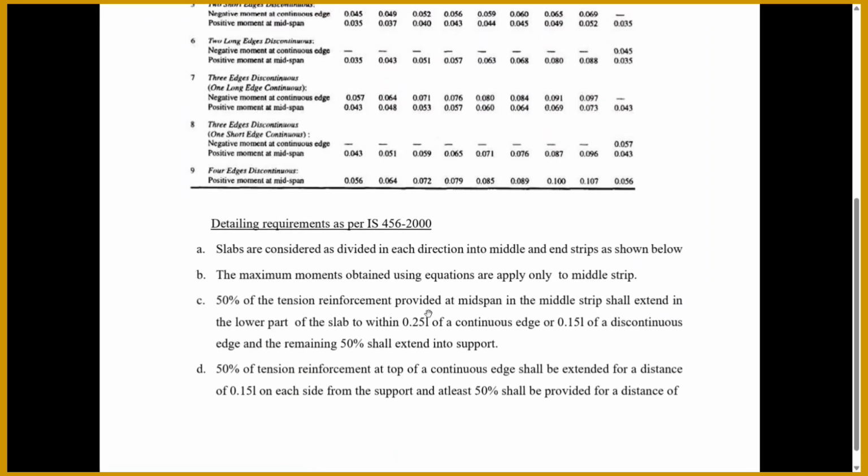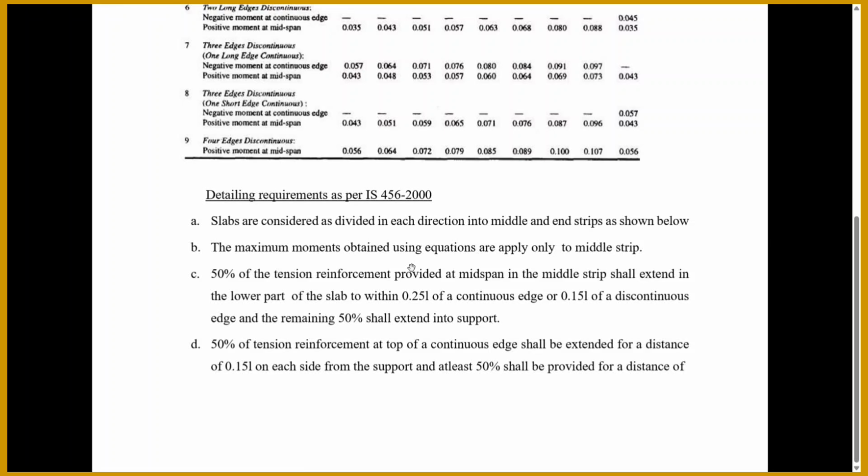This is the detailing requirement as per IS 456. For that, the slab is considered and divided in each direction into the middle and the end strip, as shown below. We will see after that. The maximum moment obtained using the equation is applied only on the mid strip, and 50% of the tension reinforcement provided in the middle strip extends to the lower and within 0.25 L of the continuous edges, or 0.20 L of the discontinuous edge. The remaining 50% will be inserted in the support.